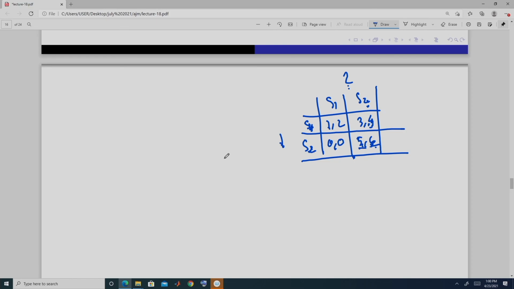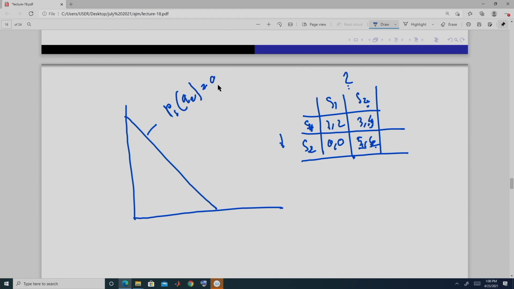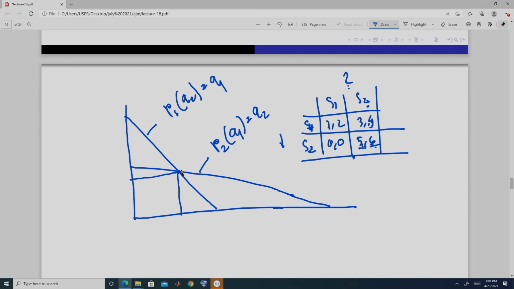Same thing is happening here. If this is the reaction function of firm 1 and this is the reaction function of firm 2, at this point what is happening? Firm 1 believes that firm 2 is going to produce this much, so it produces this, okay, and firm 2 assumes that firm 1 is going to produce this, and so it produces this. So, they are matched. So, that is why this is a Nash equilibrium.